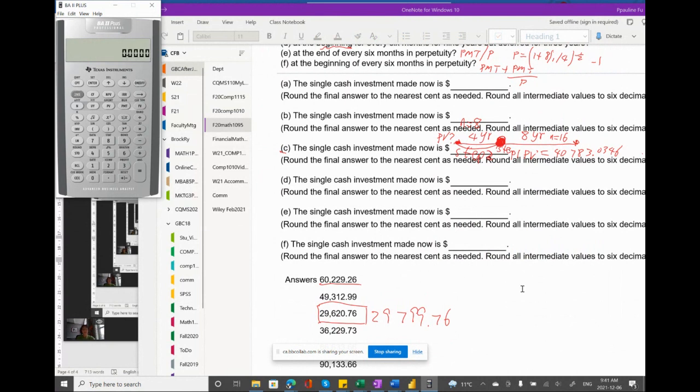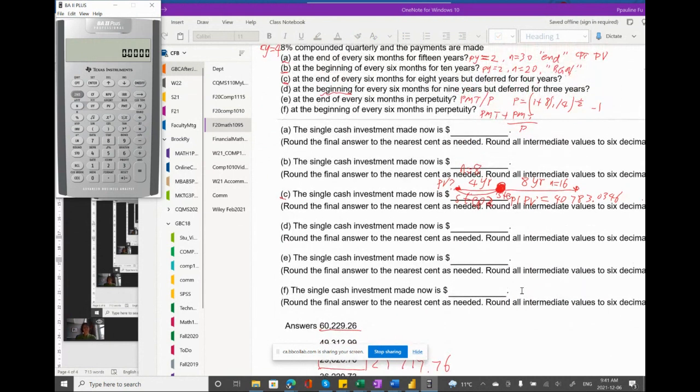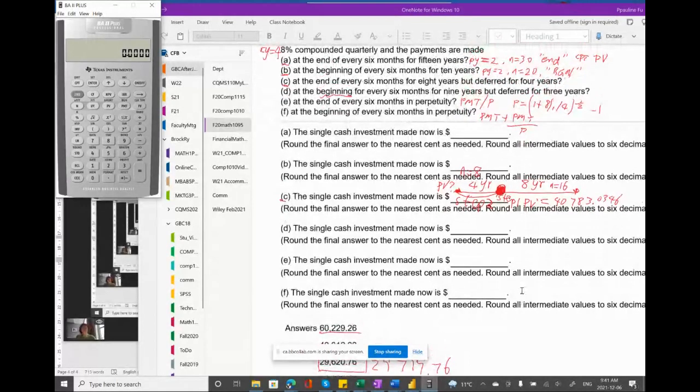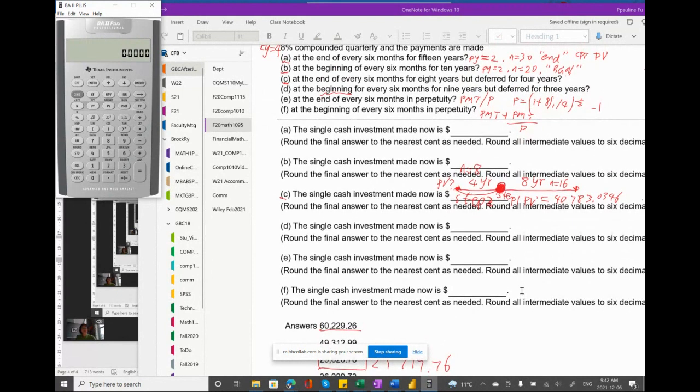All right, so for part C, I need to double check. Okay, I'll come back. Part D, at the beginning of every 6 months for 9 years, but deferred for 3 years. So question D is still 2 steps. This is 3 years, and this is 9 years.